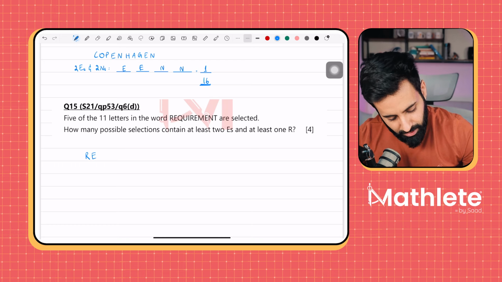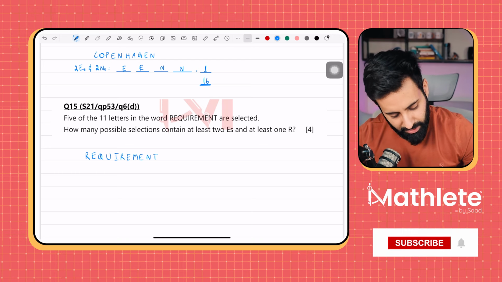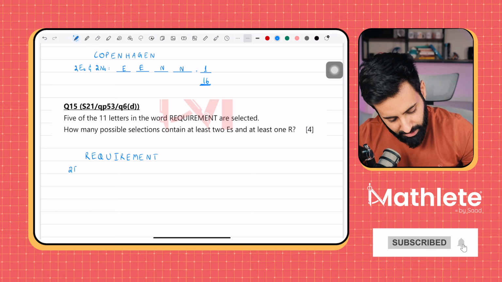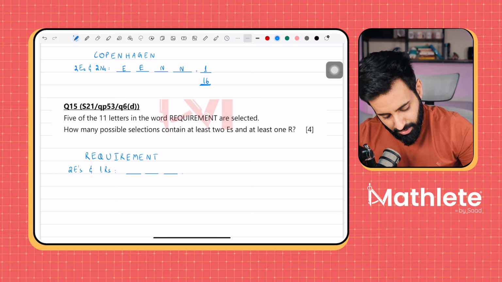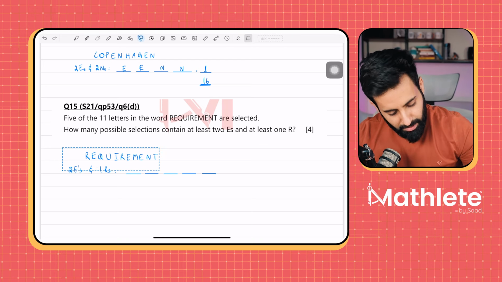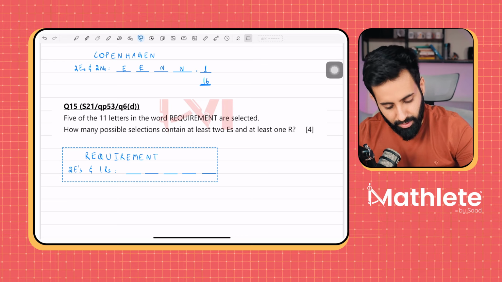Let's write down the word, and now we're selecting 5 letters, so not 4 anymore. REQUIREMENT. So at least 2 E's and at least 1 R. Let's start with the obvious, which is that you have 2 E's and 1 R. And how many letters are we selecting? We're selecting 5, so let's make 5 blanks: 1, 2, 3, 4, 5. Now let's copy this because we might need this again and again.